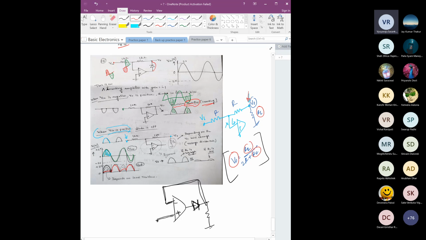Sir, if RL is infinite, then we can treat it as an open circuit, right? In that case, sir, how can you say that V naught is equal to V1? Shouldn't there be any drop across these two resistors? Yeah, if there is any current, there will be a drop.